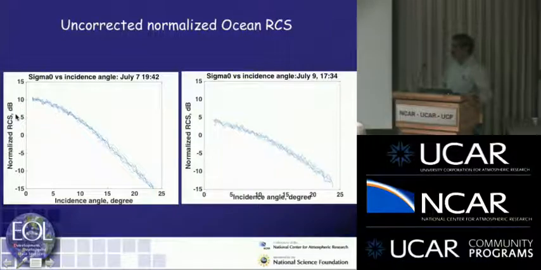This is an ocean cross section as a function of incidence angle. This is July 9th, again over the ocean, incidence angle. They're much different. The difference is about 3 to 4 dB, which could be due to the water vapor difference between those two measurements. And if you have a good estimate of water vapor between your platform and the ocean, then we can estimate the cross section from the ocean. Then we can estimate the HIAPER Cloud Radar absolute power measurement.